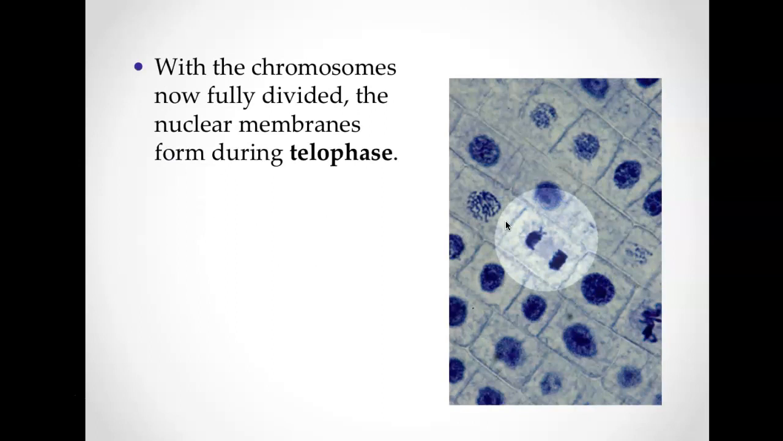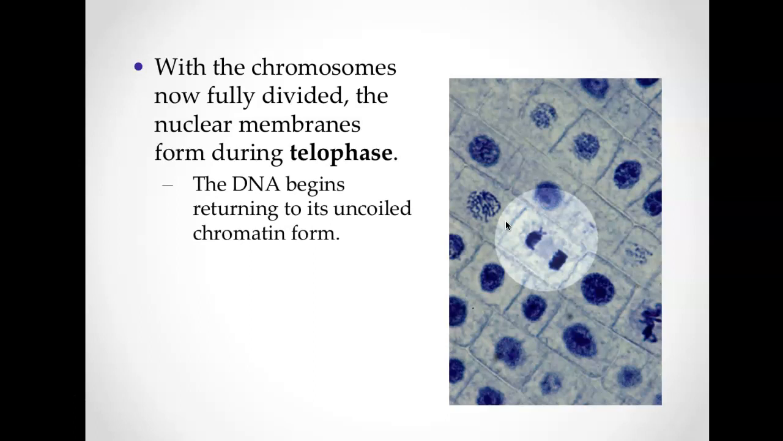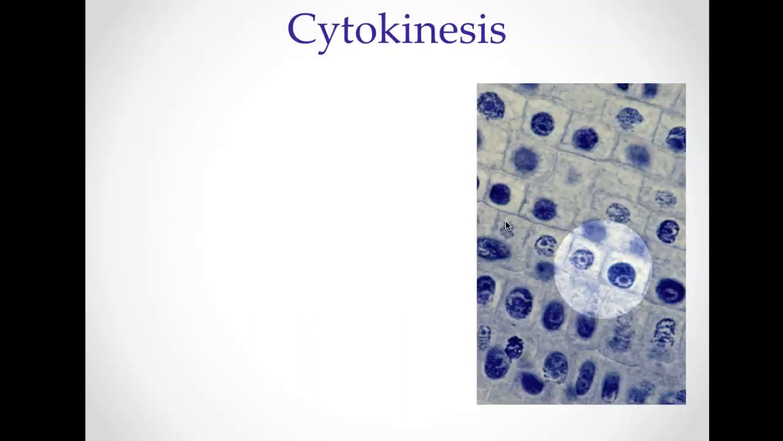And then finally in telophase, well, that's not finally, but it's the end. So PMAT-C, so this is the T. With the chromosomes now fully divided, the nuclear membrane is going to reform during telophase. DNA is going to return to its uncoiled chromatin form. The nucleolus is going to become visible again. Okay, hopefully you got telophase written down there. Okay, the cell still hasn't completely divided though.